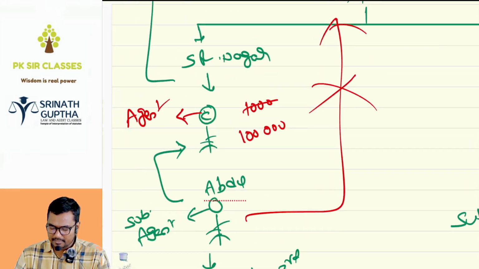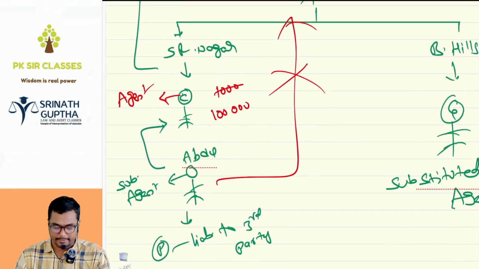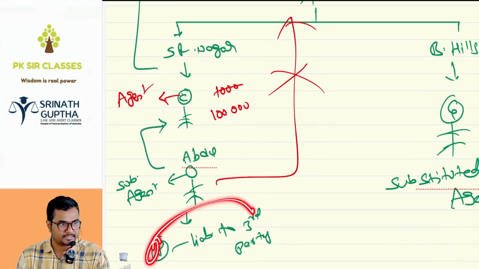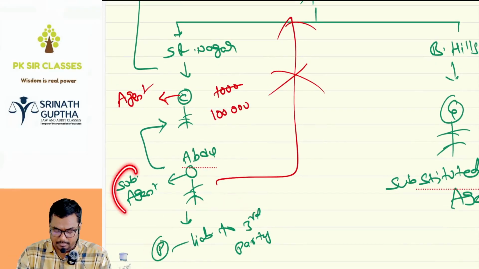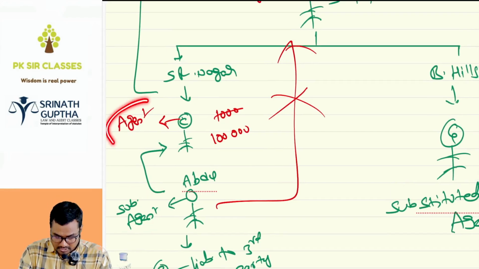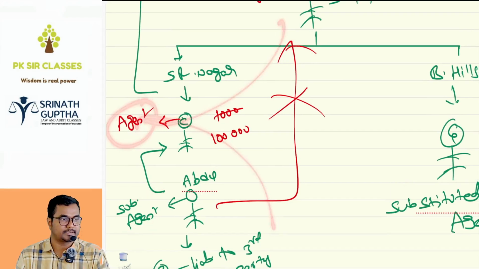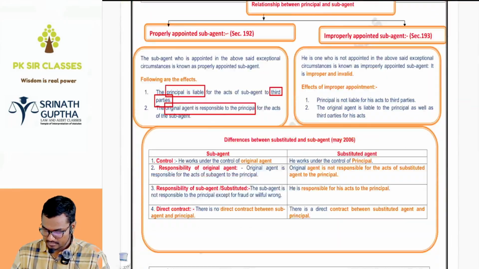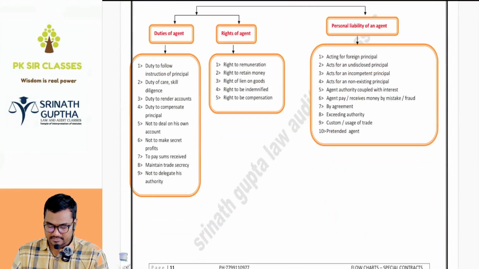If the agent is properly appointed, the principal will be liable to third parties. If the sub-agent is improperly appointed, then who will be liable? The original agent is liable to the principal and also to the third party. Remember that. Then rights and duties of the agent.